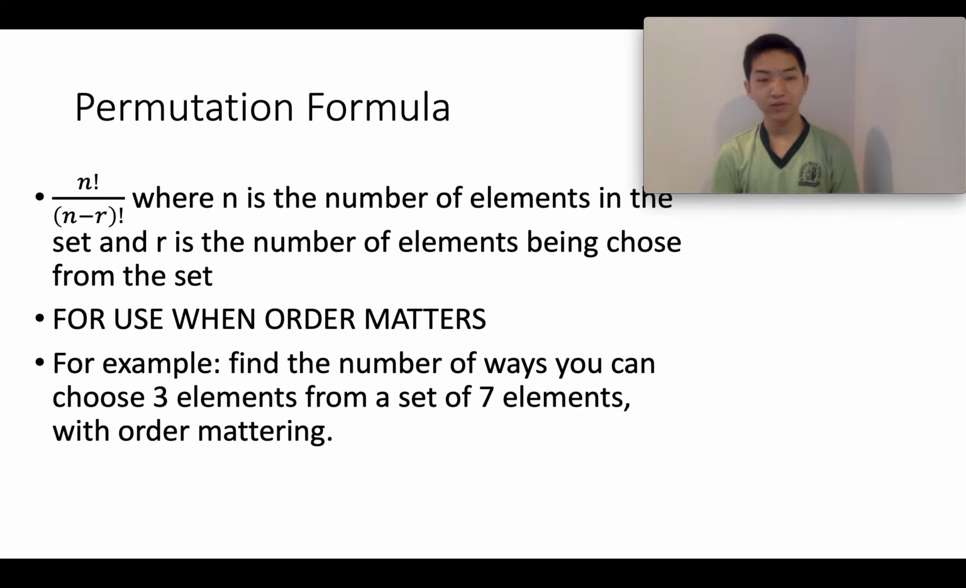Next, we'll be going over the permutation formula. The permutation formula is n factorial divided by, in parentheses, n minus r factorial, where n is the number of elements in the set, and r is the number of elements being chosen from the set. This is for use when order matters, which is what permutations are. So for example, find the number of ways you can choose 3 elements from a set of 7 elements with order mattering.